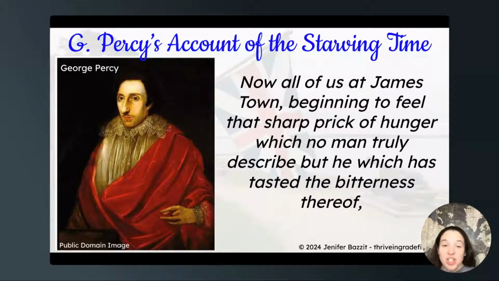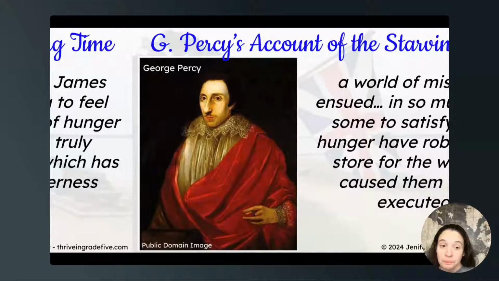Now, all of us at Jamestown beginning to feel that sharp prick of hunger, like when you're really hungry and you get a sharp pain in your stomach because you're so hungry. That's what he means by a sharp prick of hunger, which no man truly described, but he which has tasted the bitterness thereof. So you cannot possibly understand how hungry we were unless you've been in that situation yourself.